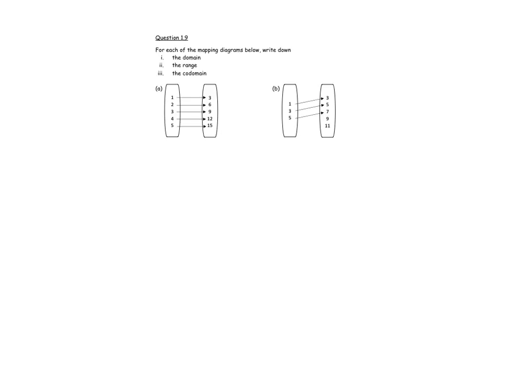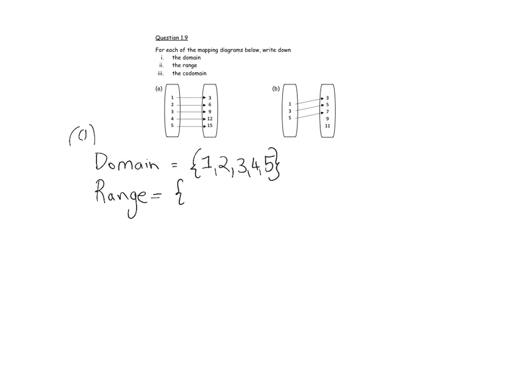Now, in the final question example here, we have question 1.9. It says, for each of the mapping diagrams below, write down the domain, the range, and the codomain. So first of all, we'll do A. The domain here, remember that the domain is what goes into the function. So the domain here is 1, 2, 3, 4, and 5. The range, remember, is what actually comes out of the function. So here it's 3, 6, 9, 12, and 15.